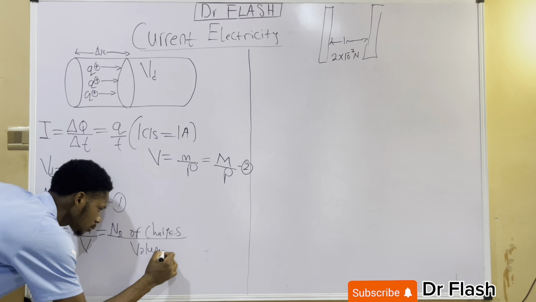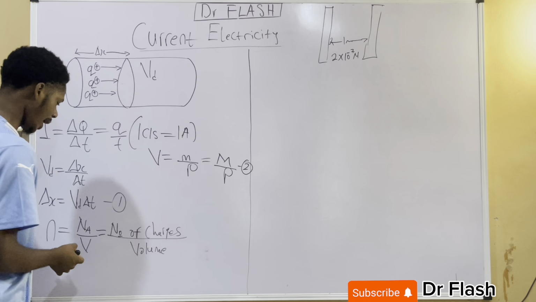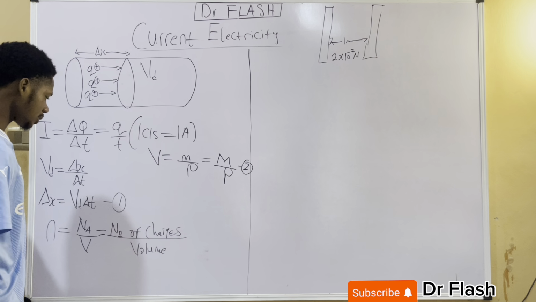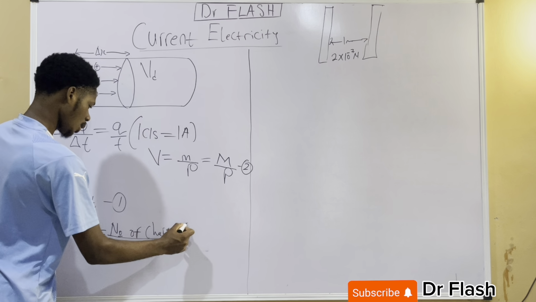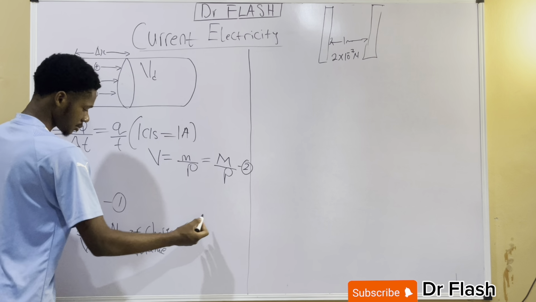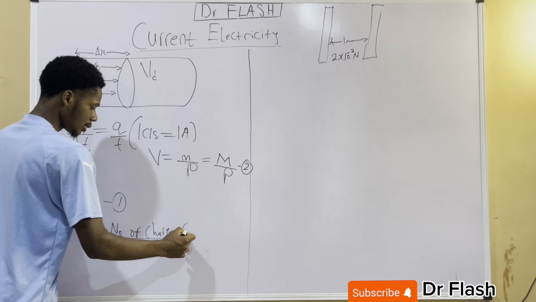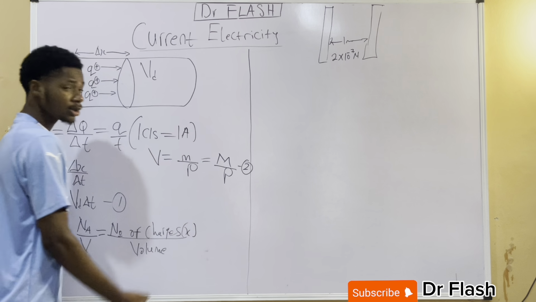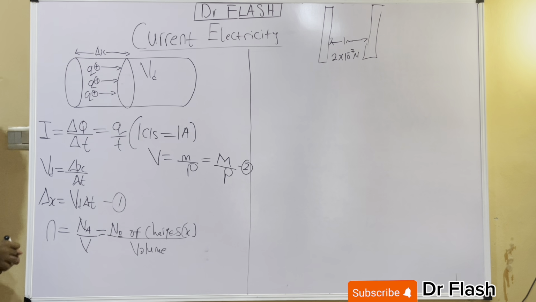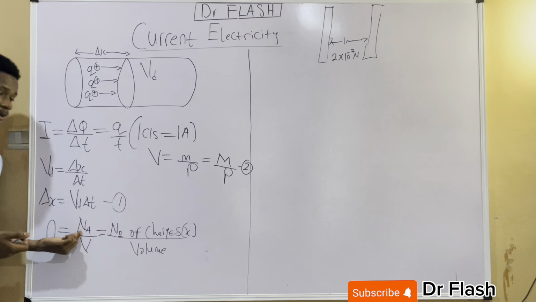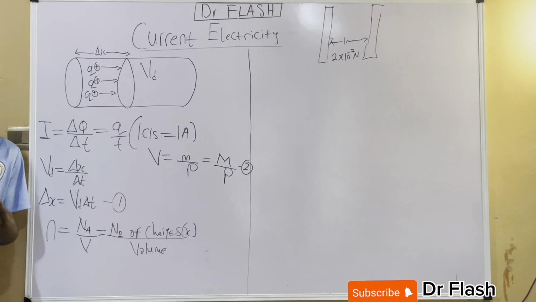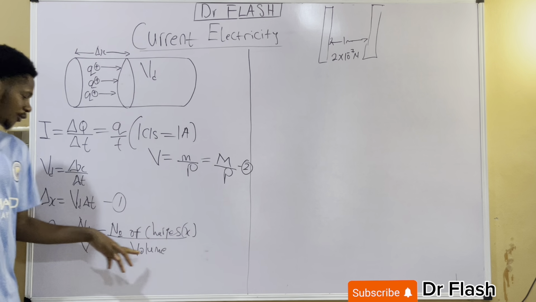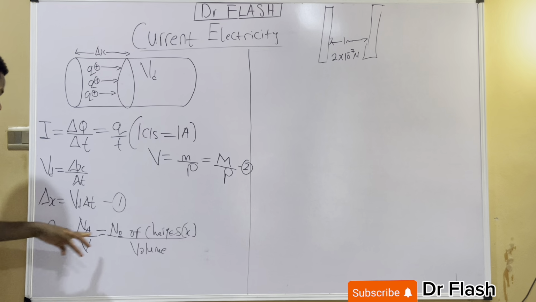Now this number of charges, I can't replace it with n, so let's say I call it x. Let's say the number of charges in the conductor is x. Because it's not all the time that the number of charges is going to be NA, except we are considering 1 mole. So n is equal to the number of charges per volume of the conductor.